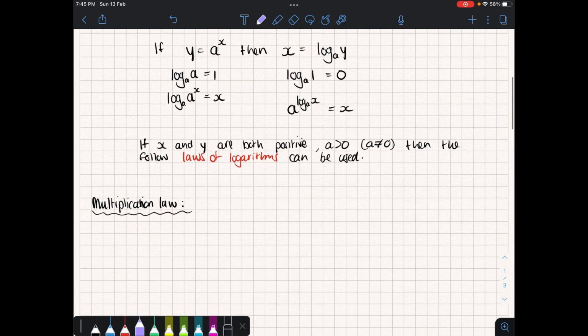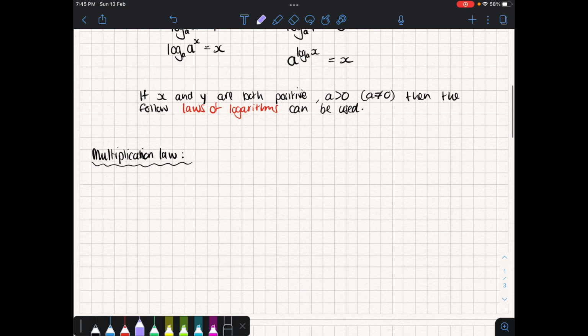Okay, let's look at our first law. This is the multiplication law that we're going to look at first. So maybe we want to consider something like log base 5 of 625. We could intuitively work out that this would be equal to 4 because we need to raise 5 to the power of 4 to get 625.